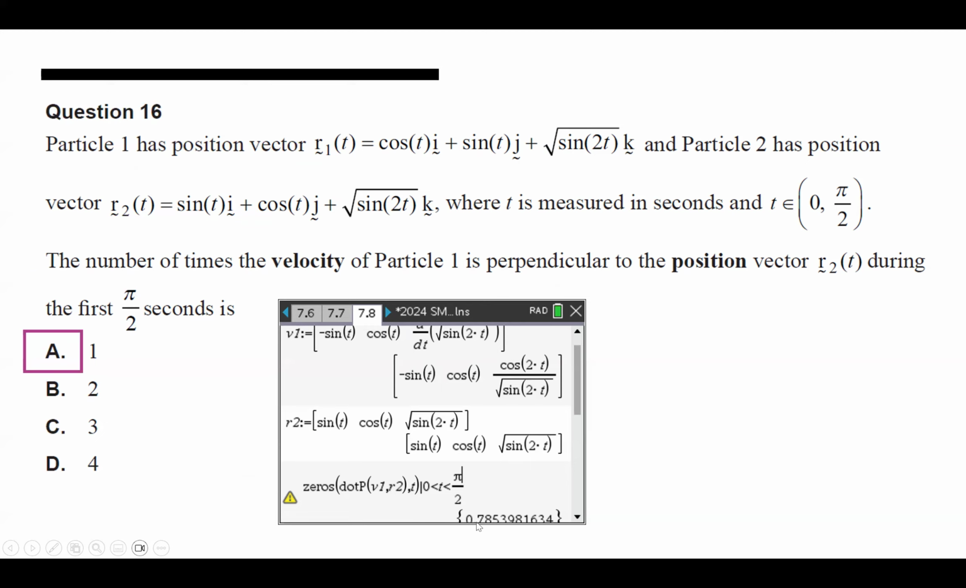Given the domain restriction, you will just find one solution. This solution is actually pi over 4, okay? There is only one such t value, and we give answer A.